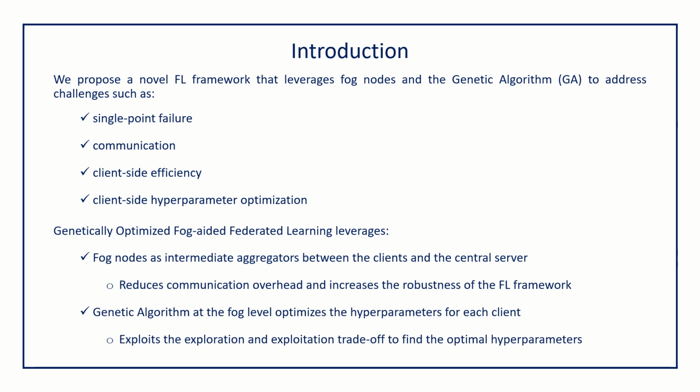In this work, we propose a novel FL framework that leverages fog nodes and genetic algorithm to address challenges such as single point failure of the central server, communication overhead, client-side efficiency, and client-side hyperparameter optimization. The proposed framework uses fog nodes as intermediate aggregators between the clients and the central server, which reduces communication overhead and increases the robustness of the FL framework. Further, we use the genetic algorithm at the fog level to optimize the hyperparameters for each client, making use of the inherent exploration and exploitation in genetic algorithm to find the optimal hyperparameters.